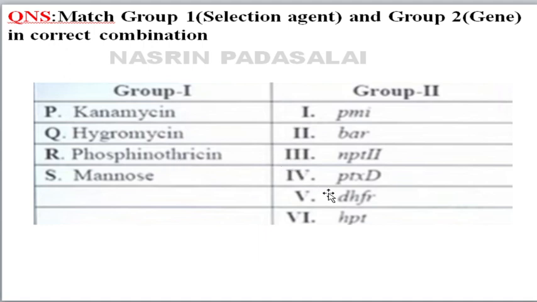For which the antibiotic selectable marker is your bar gene, and this mannose, okay, the mannose is used as a substrate against which the selectable marker is called the PMI gene. So this PMI is nothing but phosphomannose isomerase. So this PMI is only present in E.